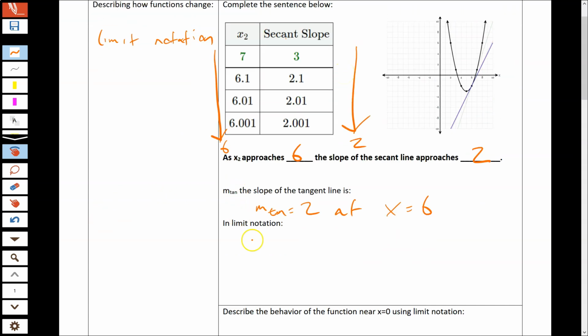So here, in limit notation, I'm going to say the limit as x2 approaches 6 of the secant slope equals 2. This gives us a way to say that no longer are we just talking about how this looks like it gets close to 2. This gives us a way to say that this particular property equals 2. One more time: the limit as x2 goes to 6 of the secant slope is equal to 2. Take a second to read that to yourself, or read it out loud if you can.